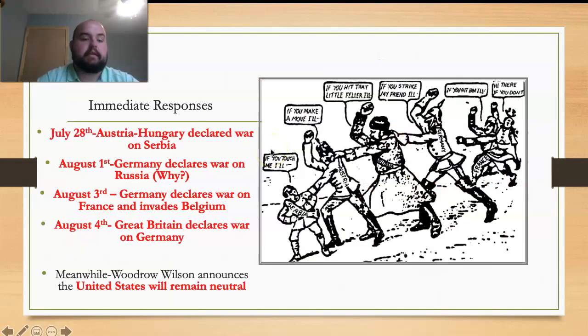Then by the 3rd, Germany went ahead and declared war on France and invaded Belgium. By August the 4th, Great Britain had gone around and declared war on Germany. So essentially what's going on is what you can see in this picture right here. Serbia starts a bit of a conflict. Austria-Hungary comes in to attack. Russia comes in to defend their ally. Germany comes in to defend their ally. France comes in, and then it's just a never-ending chain. Allies keep getting pulled into this war.